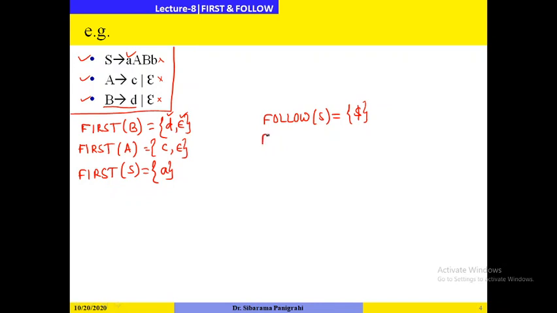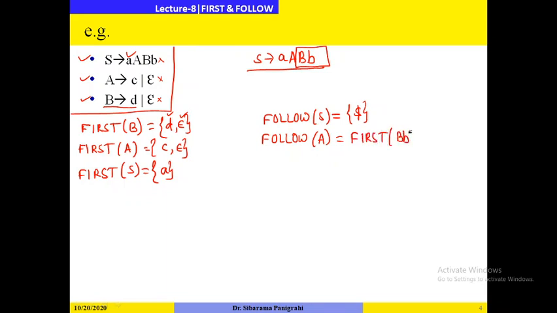Now let me compute the follow of A. Follow of A means what I have to look at? I have to look at the production whose right hand side contains A. So which production's right hand side contains A? This production, A B B. This production's right hand side contains A. So follow of A is nothing but first of rest. So first I have to compute first of B B.